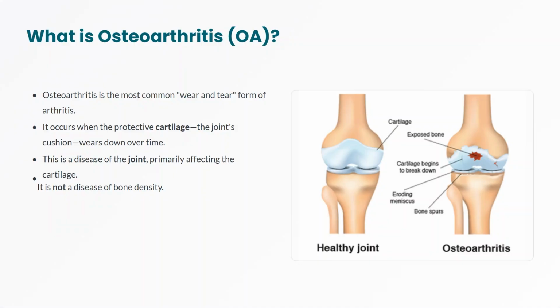As you see in the picture here, the cartilage begins to break down and there is eroding of the meniscus, and there are bone spurs and exposed bone as well. Basically, it is the cartilage that begins to break down, which leads to osteoarthritis. It is more of a cartilage issue, not a bone issue. And this is your healthy joint, where the cartilage is intact.